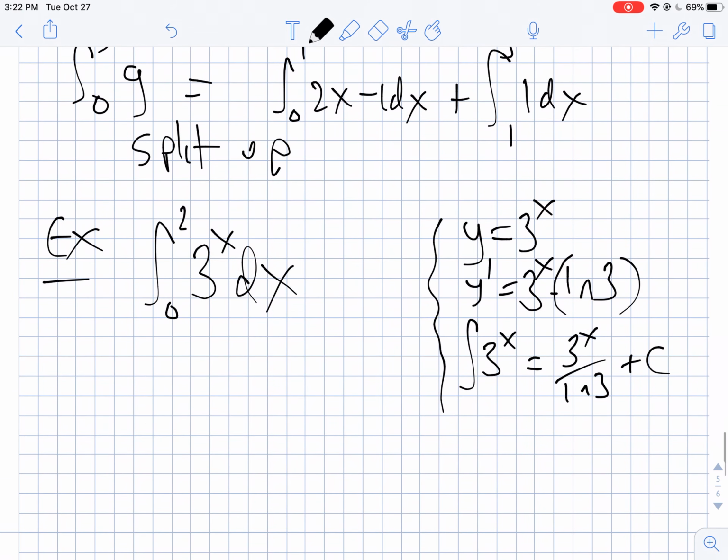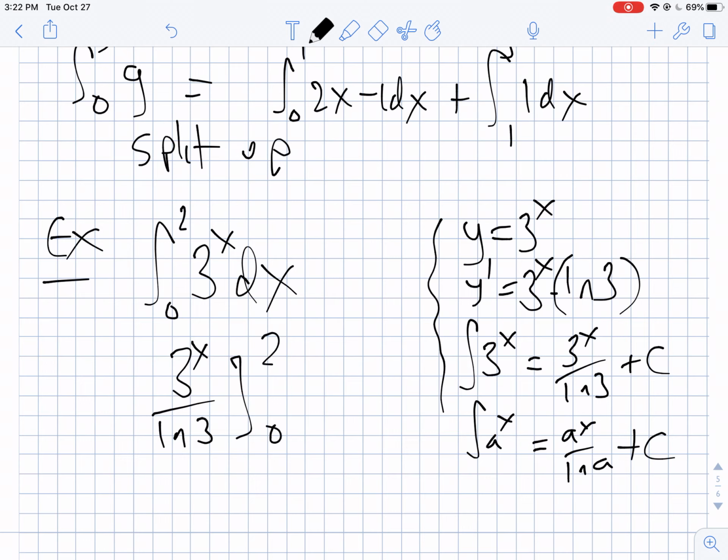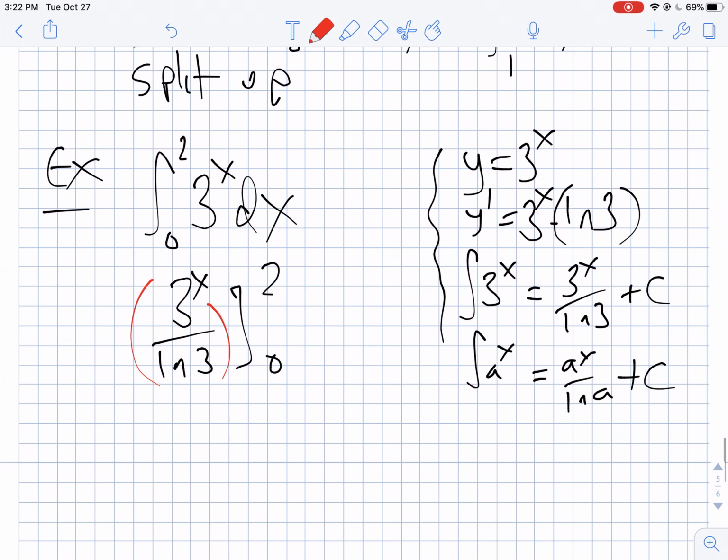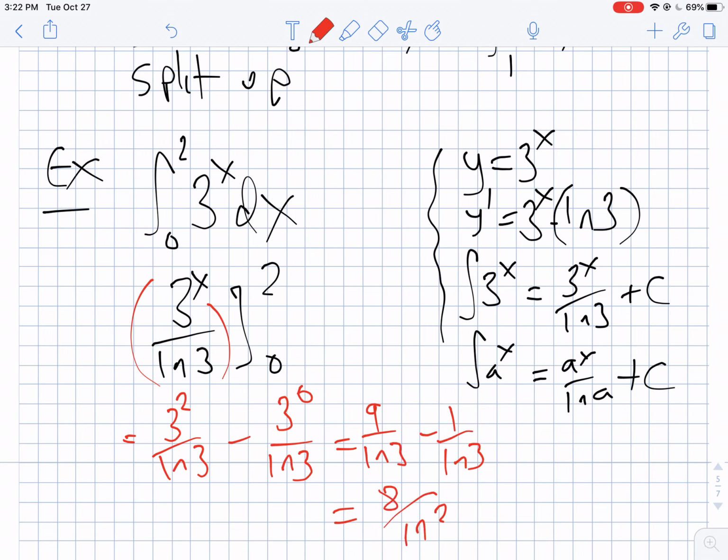Okay. And the same thing, right? If you have the integral of a to the x, that's just a to the x divided by the natural log of that base. So what that means is this is just 3 to the x over ln 3, going from 0 to 2. So I'll just plug into this whole thing. I guess you could pull out the ln 3 if you wanted, but this is just 3 squared over ln 3 minus 3 to the 0 power over ln 3. So that just turns out to be 9 over ln 3 minus 1 over ln 3. Common denominator just turns into 8 over the natural log of 3.